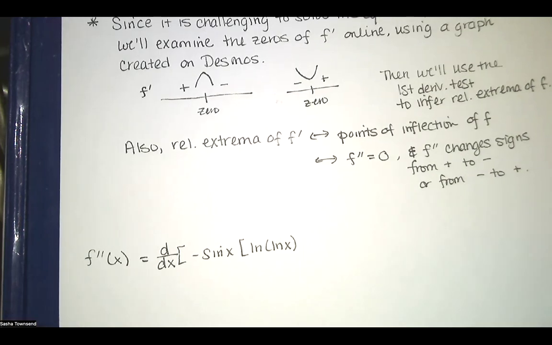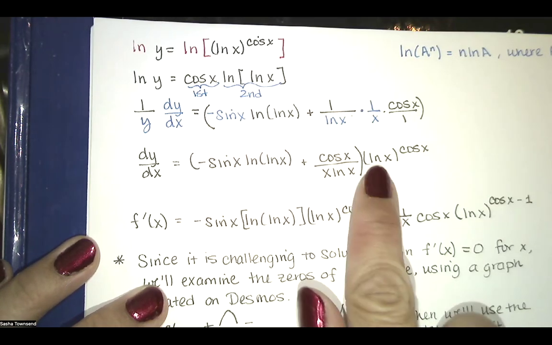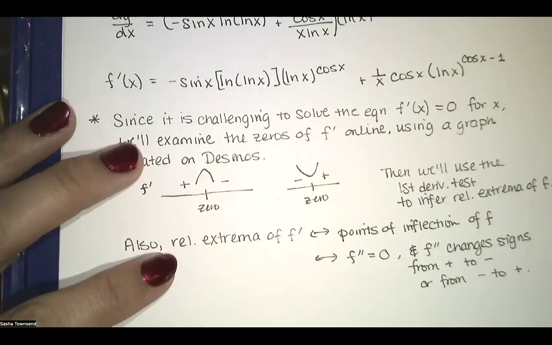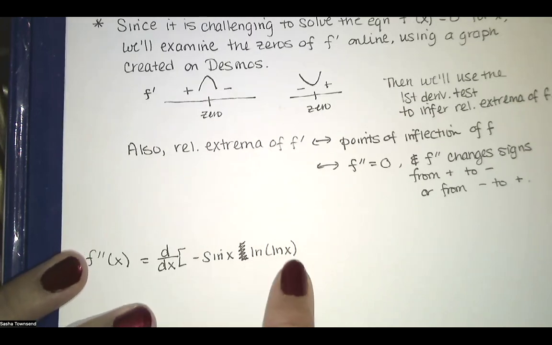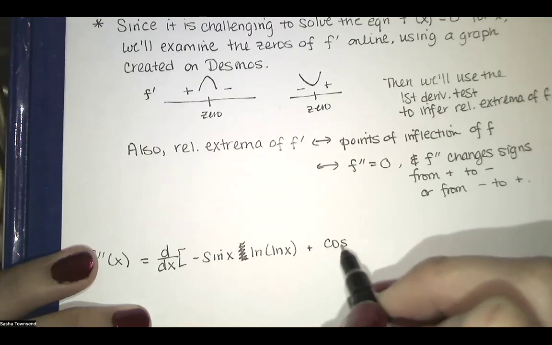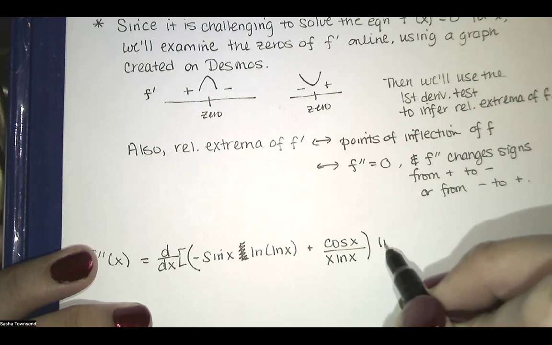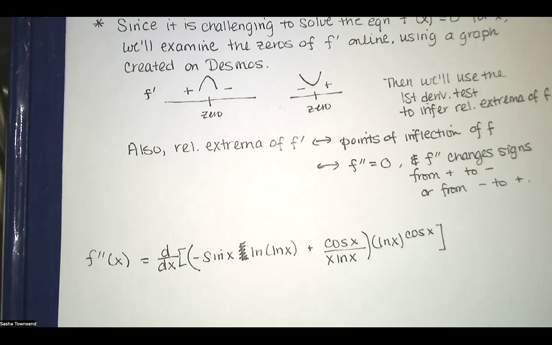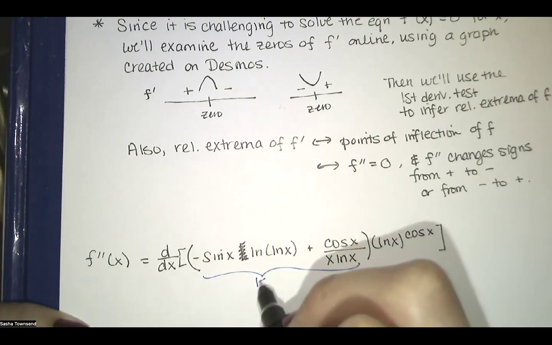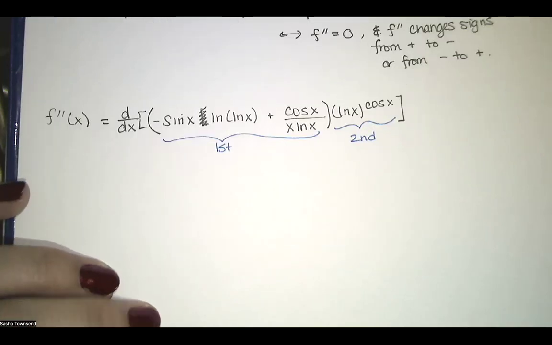And actually, I think what I'm going to do is use this form where we had this expression times natural log of x raised to the cosine of x. So I had negative sine of x times natural log of x plus cosine of x, all divided by x times natural log of x. All of that is multiplied by our y, which was natural log of x raised to the cosine. So now when I take the derivative of this, I'm going to use the product rule. I'm going to think of this as my first function, and this is my second function. I'll take the derivative using the product rule.